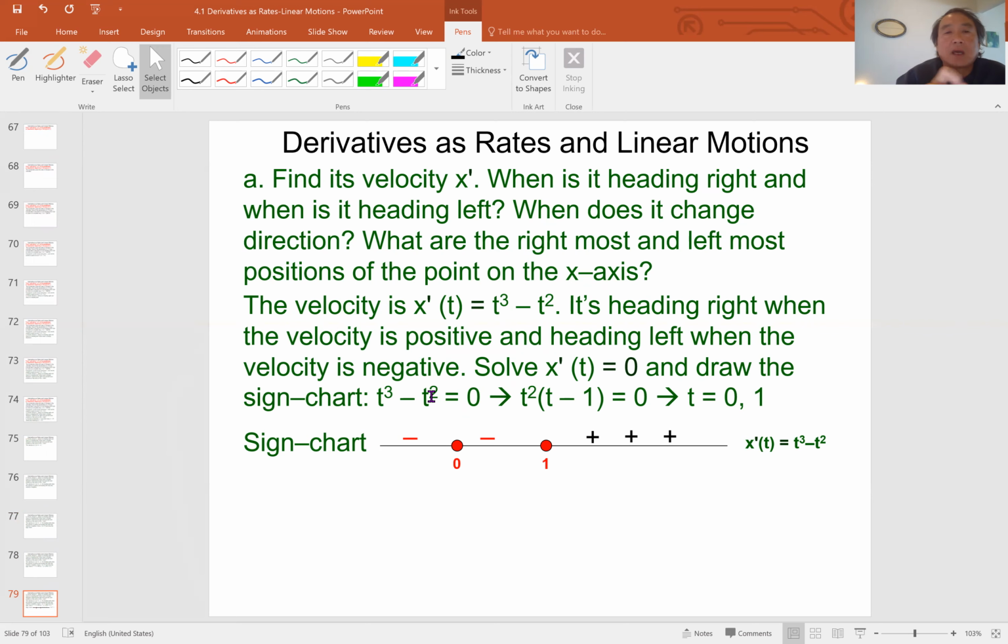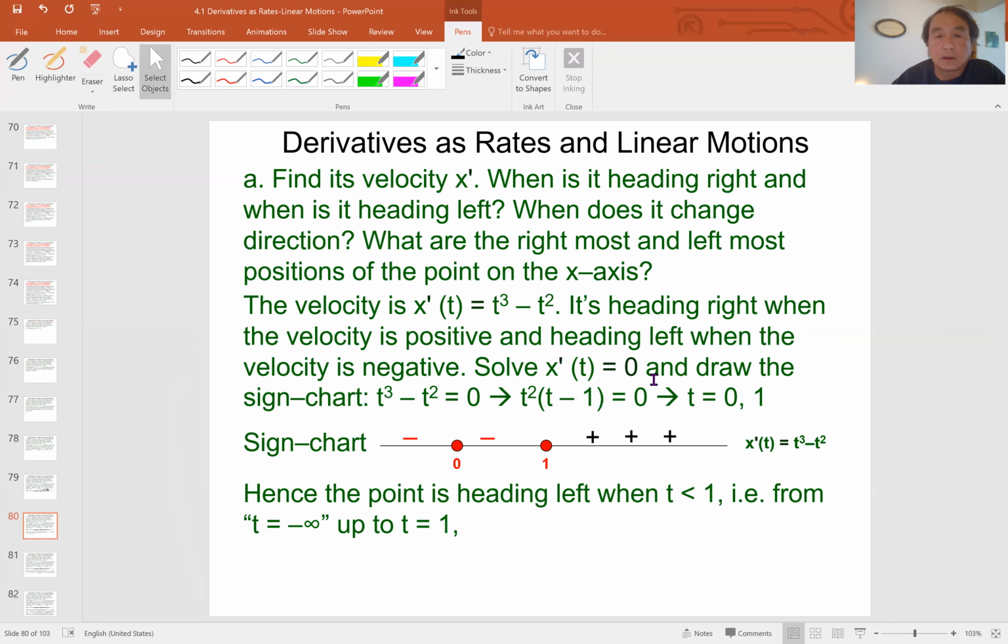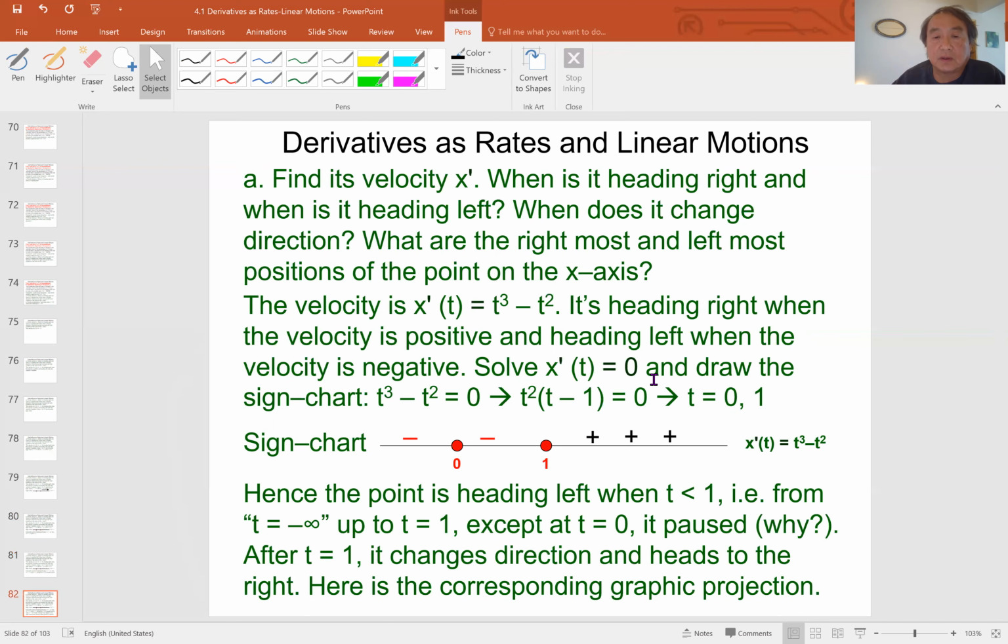Therefore the point is heading to the right after t is bigger than 1 second. And the point's going to the left for all the time t less than 1 second. In other words, from t equal to negative infinity up to the point 1. And you pause at 0 because the derivative at 0 is 0.